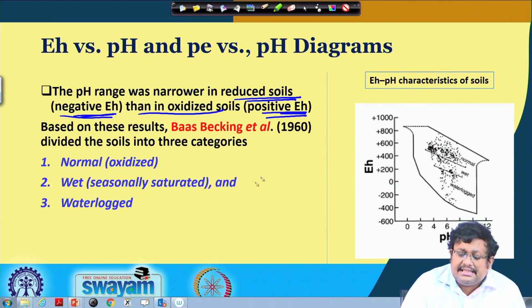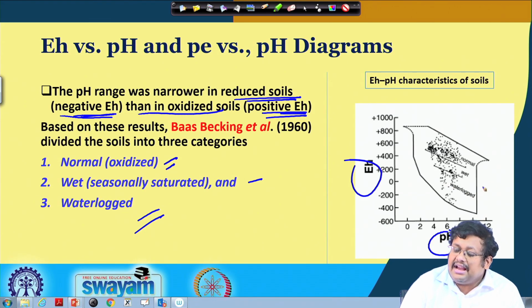Based on these results, the scientist Baas Becking et al. in 1960 divided the soil into three categories. One is normal soil, which is basically oxidized soil; wet soil, which is seasonally saturated; and waterlogged soil or submerged soil. So, based on the pH and EH relationship, they have defined three different types of soil: waterlogged soils, wet soils, and normal soils.